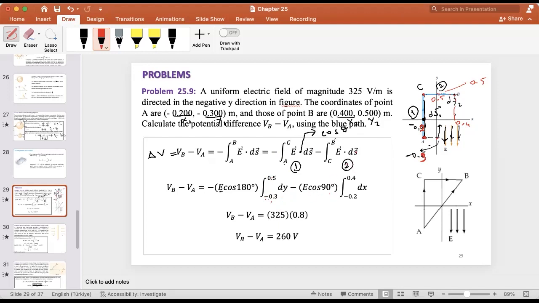look at the cos 90. Maybe we can erase to show it in a better way. Give me a second. Okay. Sorry, I will remove this part. Okay, perfect.